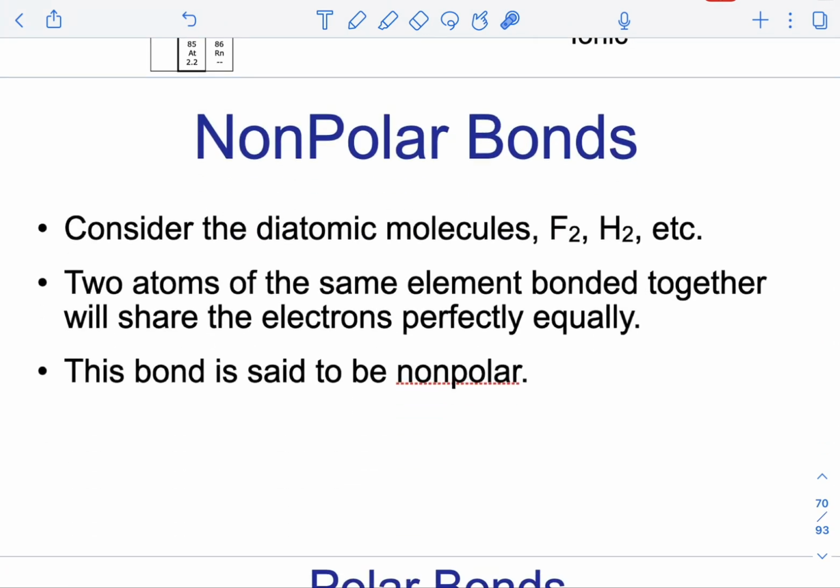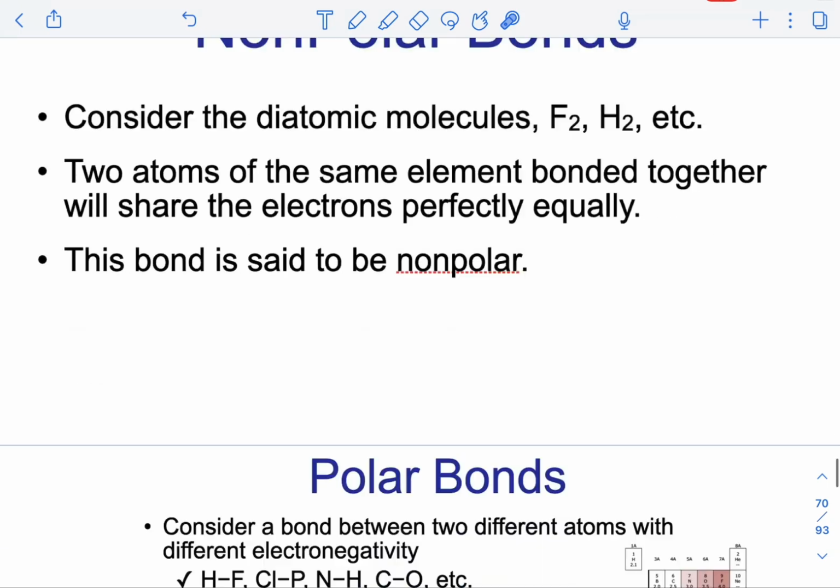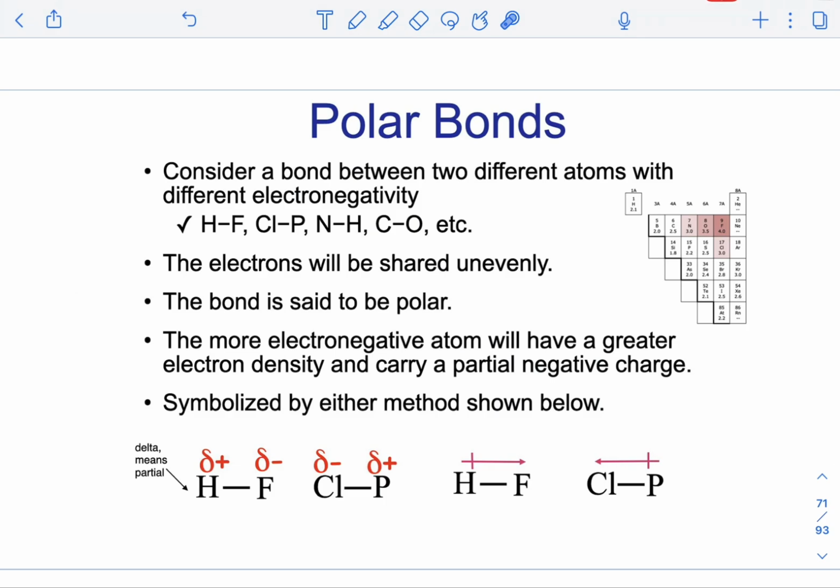So a non-polar bond is going to be something that has the same electronegativity value on both sides of the bond. If it is the same element, they share electrons perfectly equally. They are a non-polar bond. A polar bond is between two different atoms with different electronegativity. The electrons are then shared unevenly, and the bond is polar. The more electronegative atom, which you can use your trends to figure out, will have a greater electron density and have the partial negative charge.